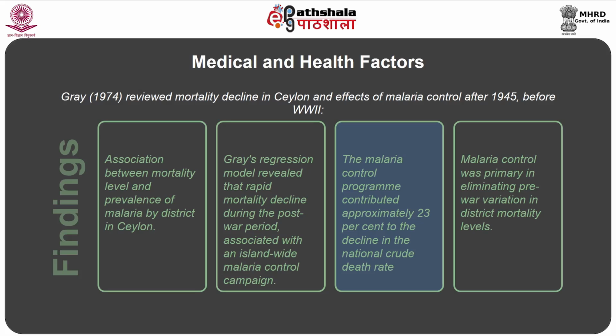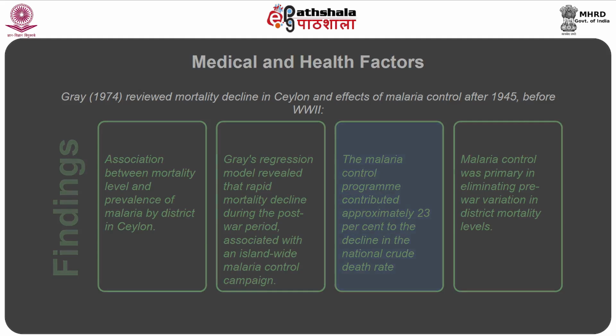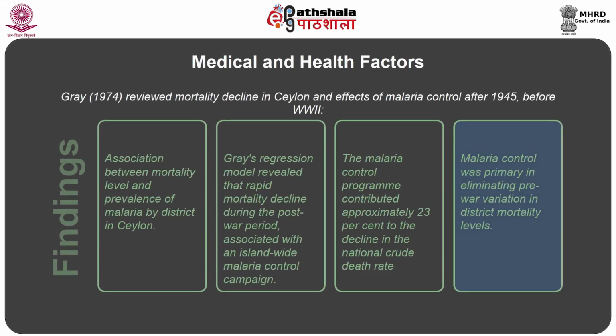From a regression model correlating the proportional decline in district mortality with the prevalence of malaria, it is estimated that the malaria control program contributed approximately one-third, around 23%, to the decline in the national crude death rate, and malaria control was the major factor contributing to the elimination of pre-war variation in district mortality levels.